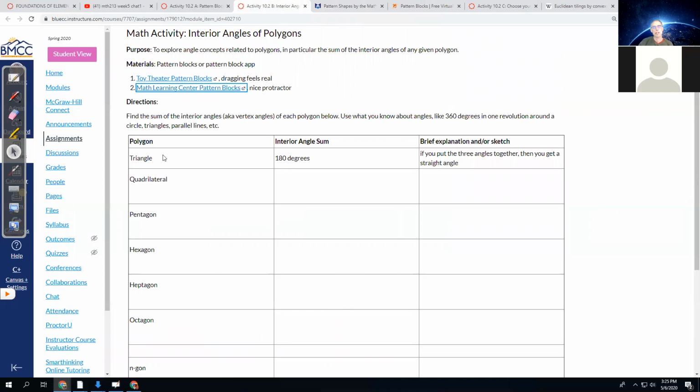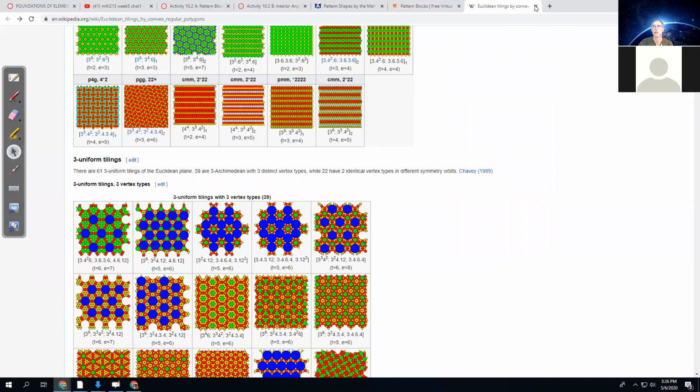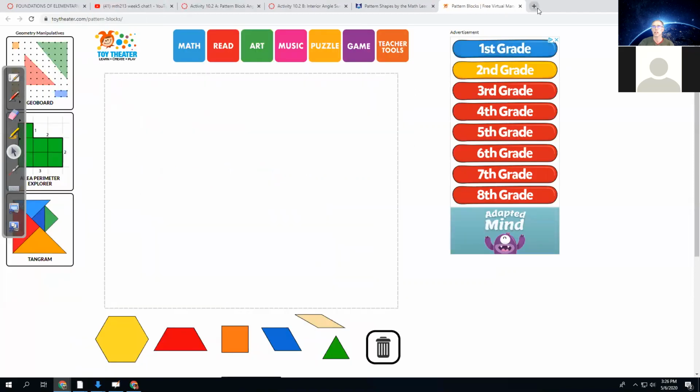Okay, so I did the triangle one for you. My claim is that a triangle has an interior angle sum of 180 degrees because if you put the 3 angles together, you get a straight angle. And so I just want to show a picture of that. Khan Academy goes over this too. They have a video on it that you should check out. That's the wrong page. Where did I put it? I must have deleted it accidentally.